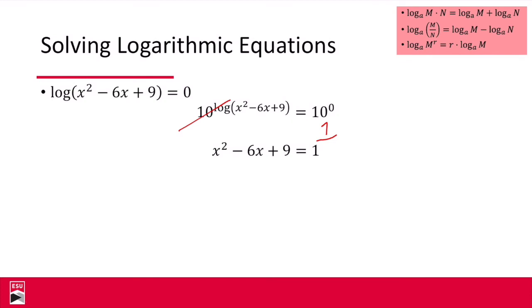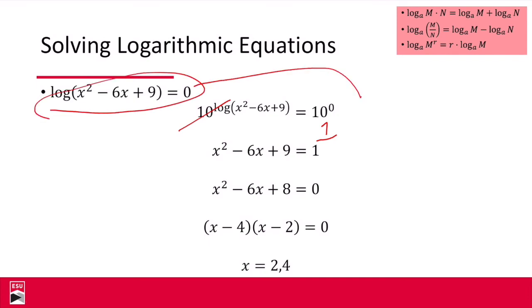Go ahead and subtract that 1 over: x squared minus 6x plus 8. Factor that 8 into negative 4 and negative 2. Negative 4 times negative 2 is positive 8, but they add to negative 6. Zero product principle tells us that then x equals 2 or 4. And something I haven't been doing, but we know is always worthwhile, is we can go ahead and substitute our answers in to make sure that we're correct.